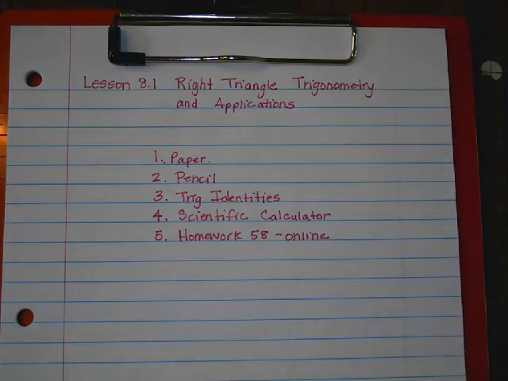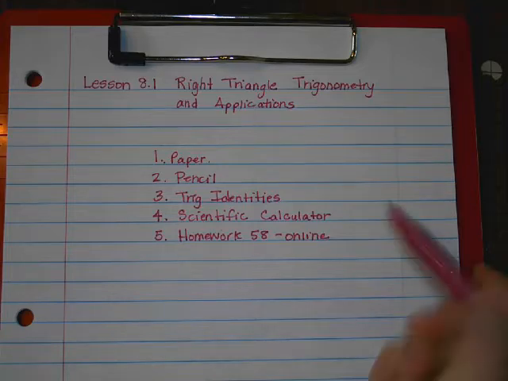Alright, so for today's lesson you're going to need paper, you're going to need pencil, your trig identities. That's going to have your things like your reciprocal identities, your quotient identities, the Pythagorean identities. You're going to need those things with this lesson today. A scientific calculator, because you're going to need to be able to use your sine, cosine, and tangent functions, and then you're also going to need homework 58 access to this at the end of the lesson.